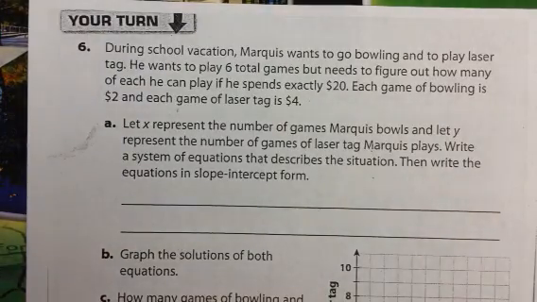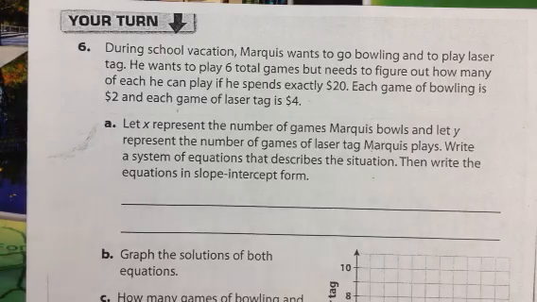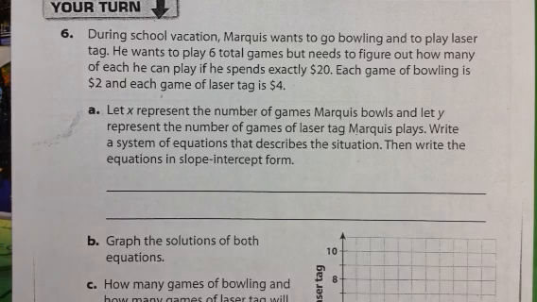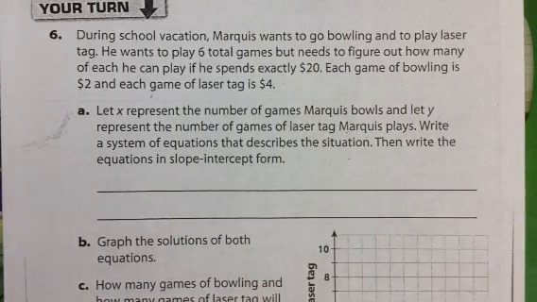During school vacation, Marquis wants to go bowling and play laser tag. He wants to play 6 total games, but he needs to figure out how many of each he can play if he spends exactly $20. Each game of bowling is $2, and each game of laser tag is $4.